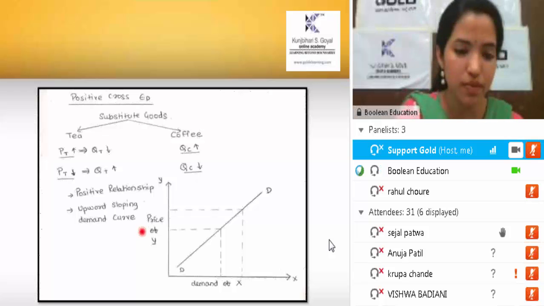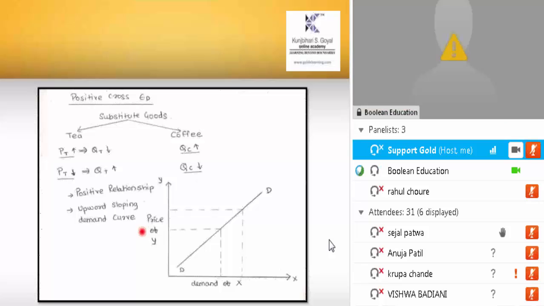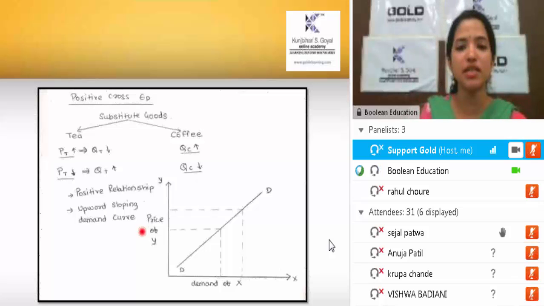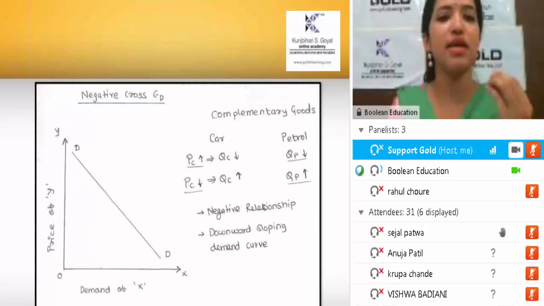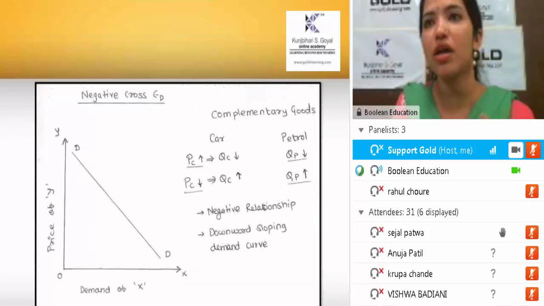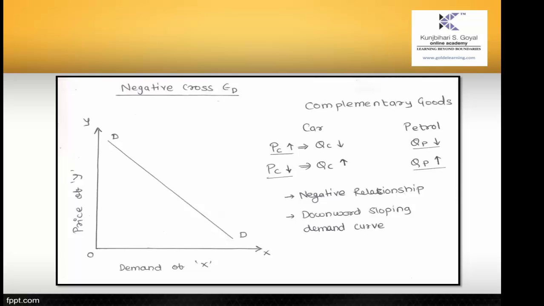Next one. Now same way, let's look at the negative cross elasticity of demand. Due to increase in price of one commodity, demand for other commodity will decrease. With the fall in price of one commodity, demand for other commodity increases. Let's see what does this mean. Okay. So here we have taken two commodities, that is car and petrol. So car and petrol are complementary goods. मतलब अगर कार लिया तो पेट्रोल लगेगा ही, अगर कार नहीं है तो पेट्रोल की कोई जरूरत नहीं. These two commodities work hand in hand together, right?